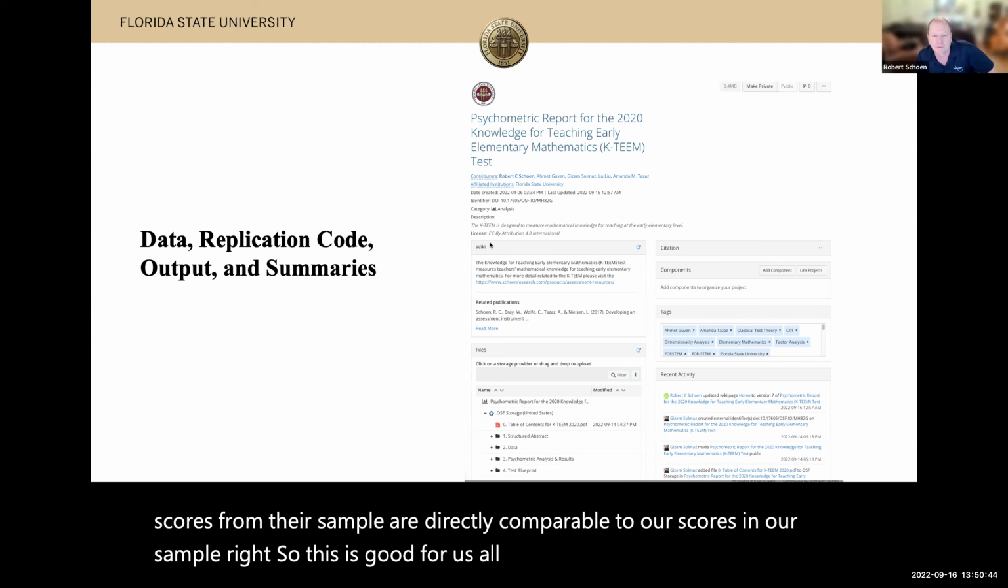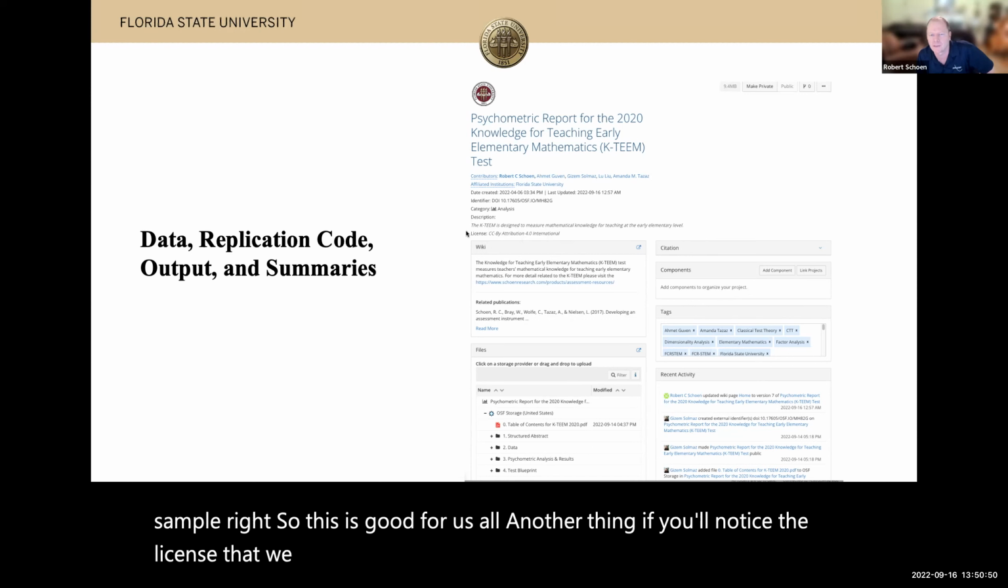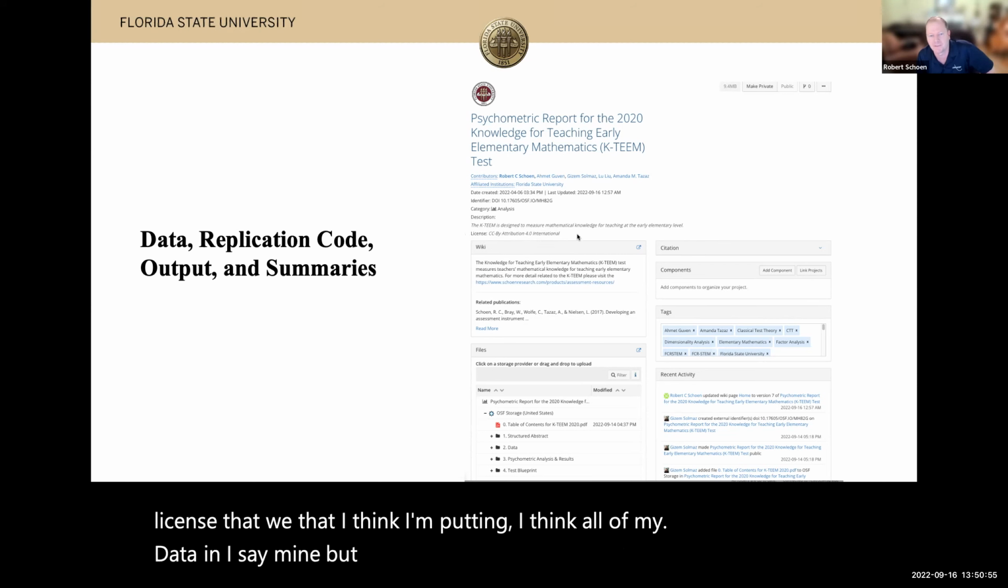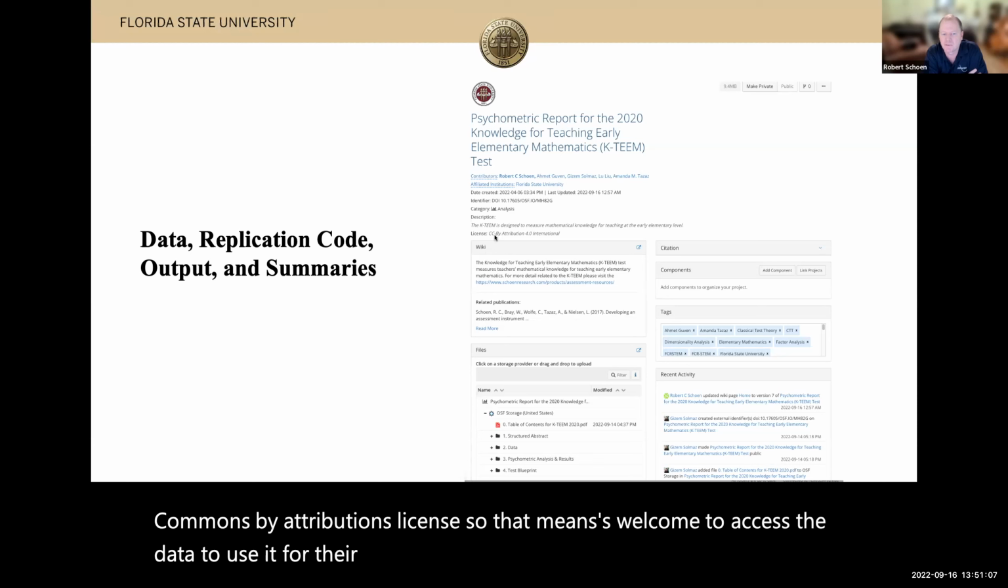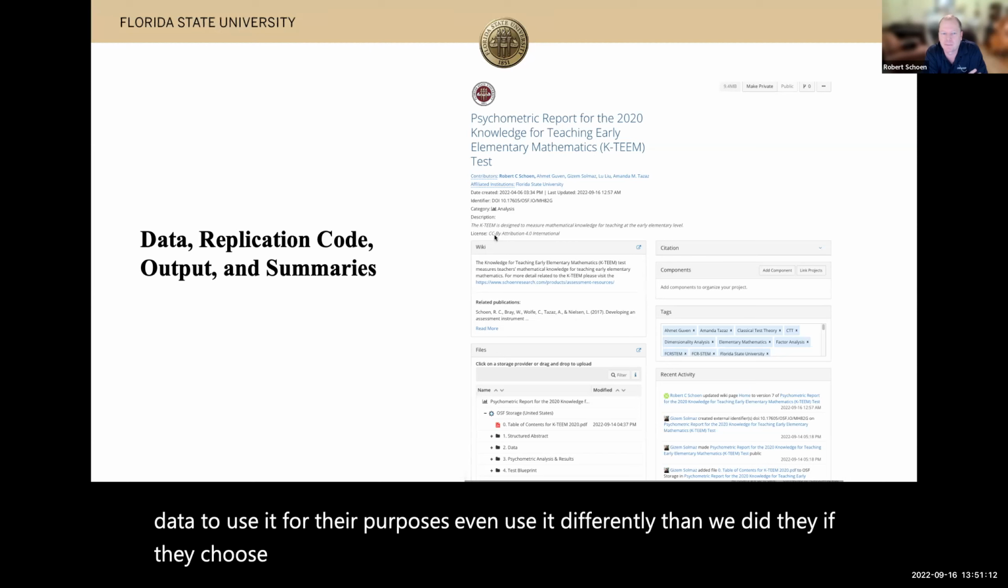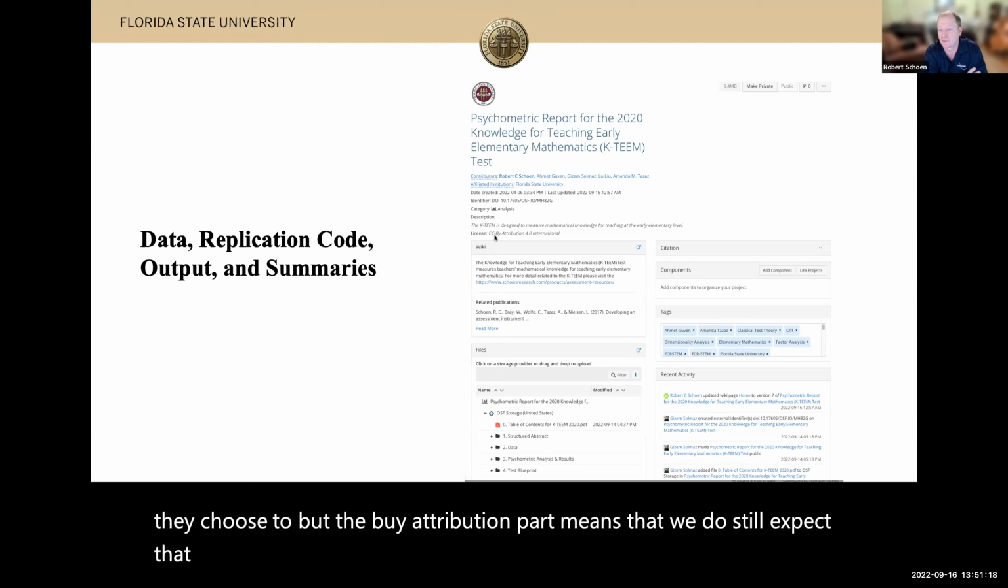Another thing, if you'll notice, the license that I'm putting all of my data in, I say mine, but it's really owned by FSU, is under the Creative Commons by Attribution license. So that means anybody's welcome to access the data, to use it for their purposes, even use it differently than we did if they choose to. But the by attribution part means that we do still expect that they give us credit for it. So cite us in their publications, things like that.